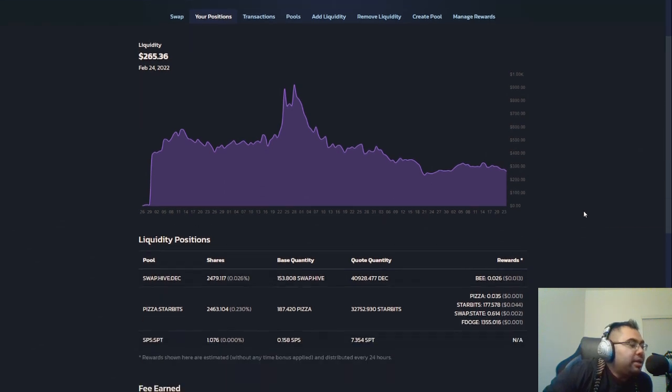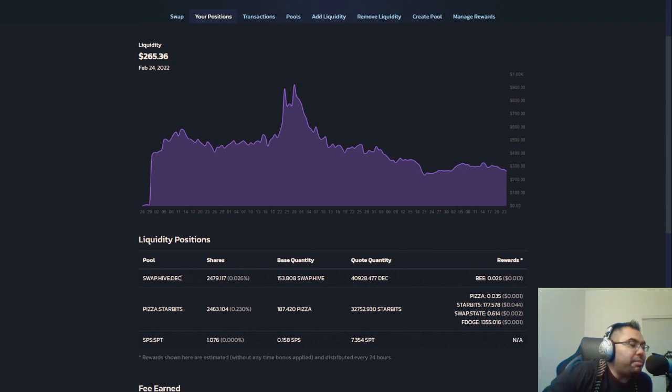So here is the next part of this page, which should look familiar. Now, this is just the liquidity positions. When you used to hit the Your Positions tab before, this is all you would see. You would just see which pools you were in, what your shares are, so how much of a percentage within the pool you own, and then how much the base and quote quantity of the two different coins that you are providing liquidity for, and then finally the rewards.